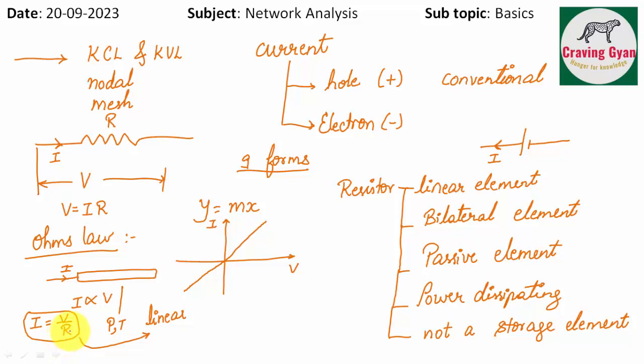Now, with respect to this, I have come up with some conclusions. A resistor is a linear element. A resistor is a bilateral element. A resistor is a passive element. A resistor is a power dissipating element. A resistor is not a storage element. Up to here, if you are having any doubts, please get them clarified then and there itself.